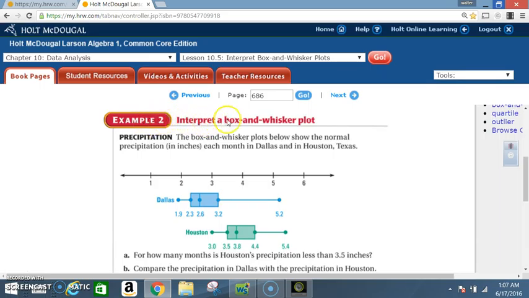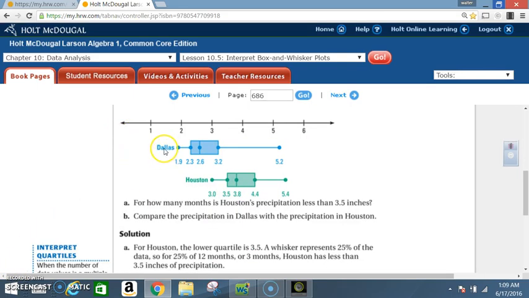Example 2. Interpret a box and whisker plot. Precipitation. The box and whisker plot below shows the normal precipitation in inches each month in Dallas and in Houston, Texas. All right, so here's the box and whisker plot for Dallas, and here's the box and whisker plot for Houston. A, for how many months is Houston's precipitation less than 3.5 inches? B, compare the precipitation in Dallas with the precipitation in Houston.